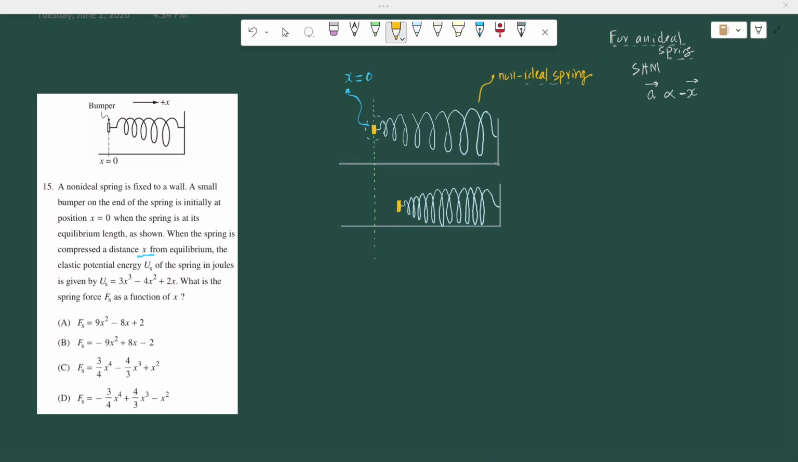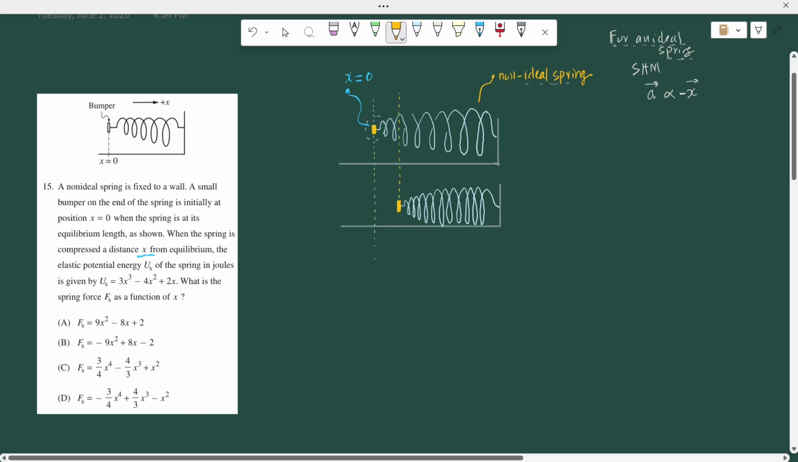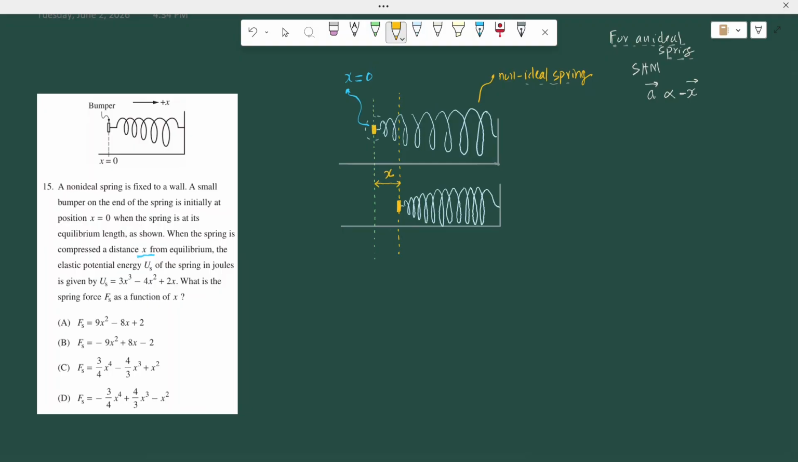So let's say we have now compressed the bumper to the new position x. So this distance is x. Now, how much energy is stored in this non-ideal spring? It is given as a function of x, and that is equal to 3x cubed minus 4x squared plus 2x. This equation tells us how its elastic potential energy changes with respect to x. We have to find the spring force exerted as a function of x.